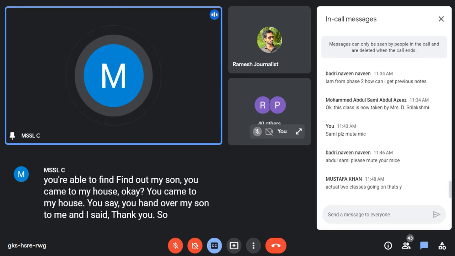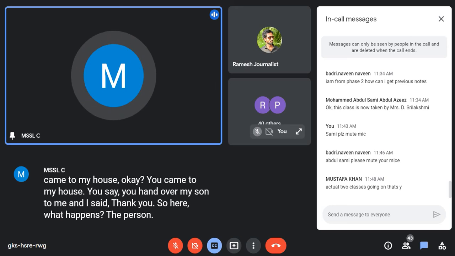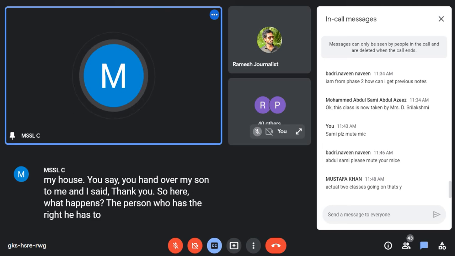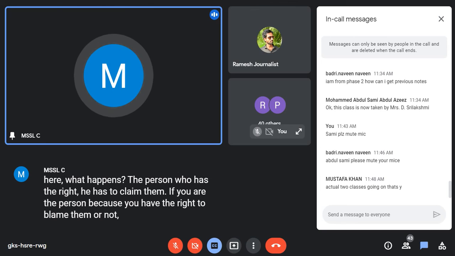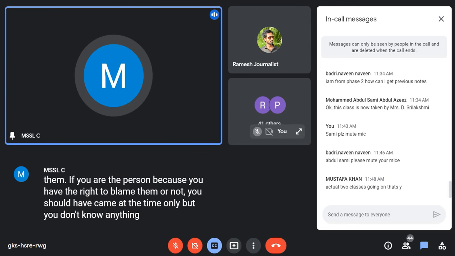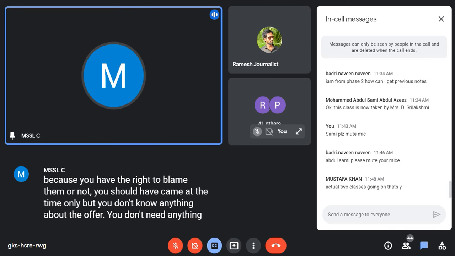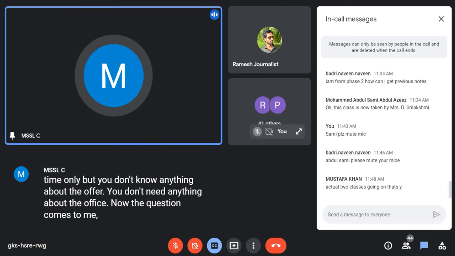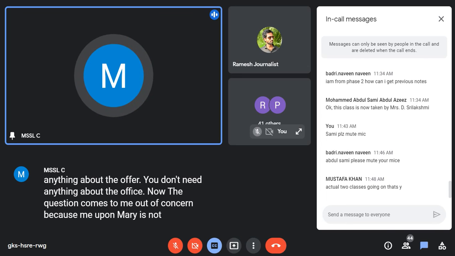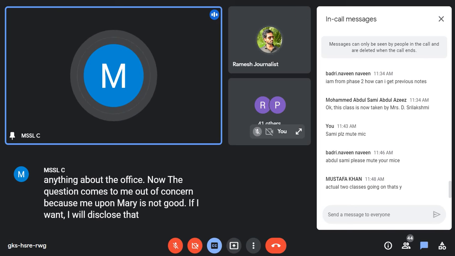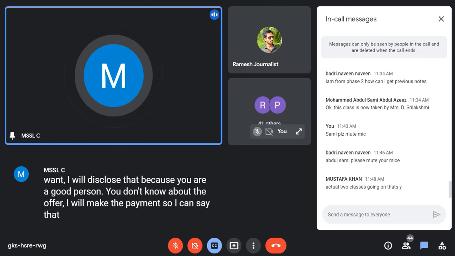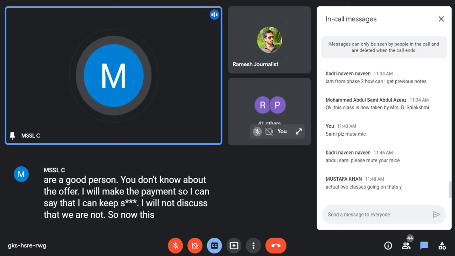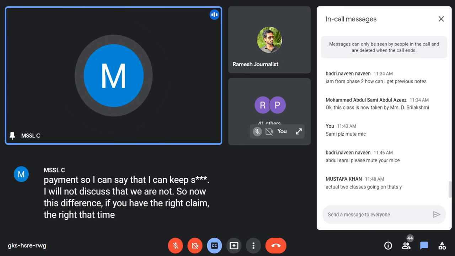So here, the person who has the right has to claim the amount. Because you have the right to claim, you should have claimed at that time only. But you don't know anything about the offer. Now the question comes to me: out of concern, if I want, I will disclose it, because you are a good person who didn't know about the offer, and I will make the payment. Otherwise I can keep quiet and not disclose it at all. So this depends. If you have the right, claim it at that time only, because you don't know anything about it now.